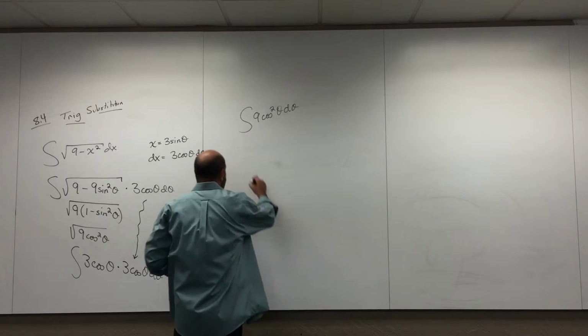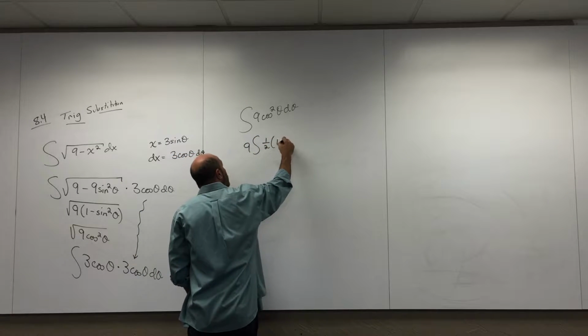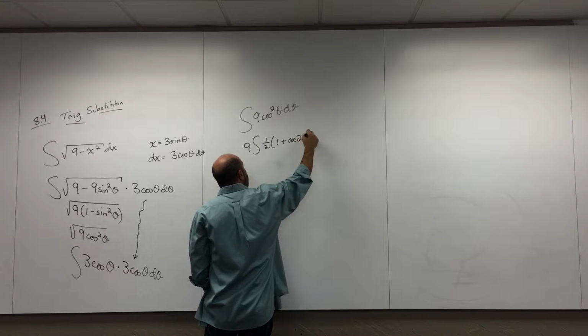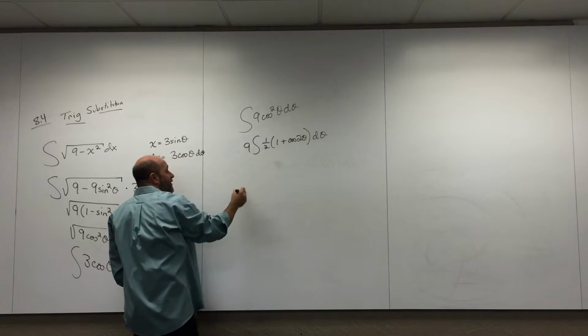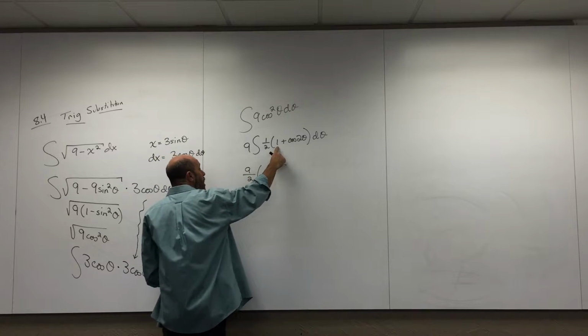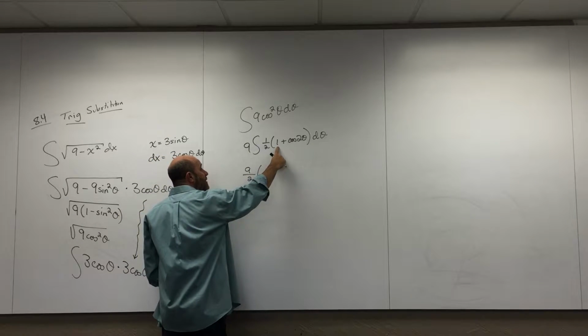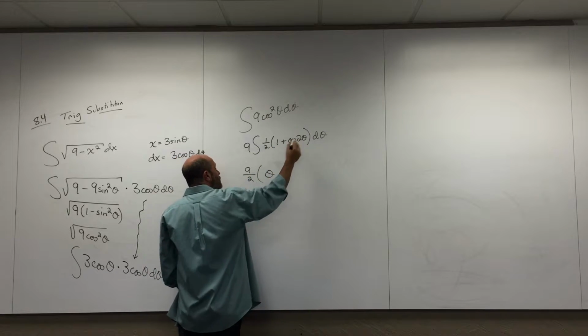I'm going to pull out the 9, and rewrite this as 1/2 times 1 plus cosine 2 theta. I'm going to go ahead and pull out the half. That's a 9/2, and then I'm going to integrate, you guys. Can you integrate a 1, please? Theta. Can you integrate a cos 2 theta?